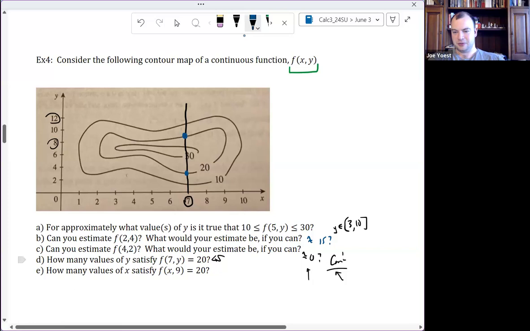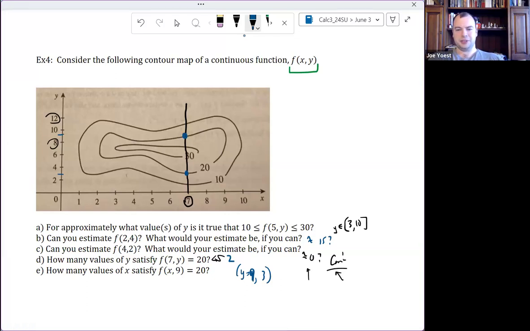So there are two values of y that satisfy f of 7 comma y equals 20, and it seems like maybe they're around, say, 9 or so, and maybe around, say, 3 or so. Let's say 9.